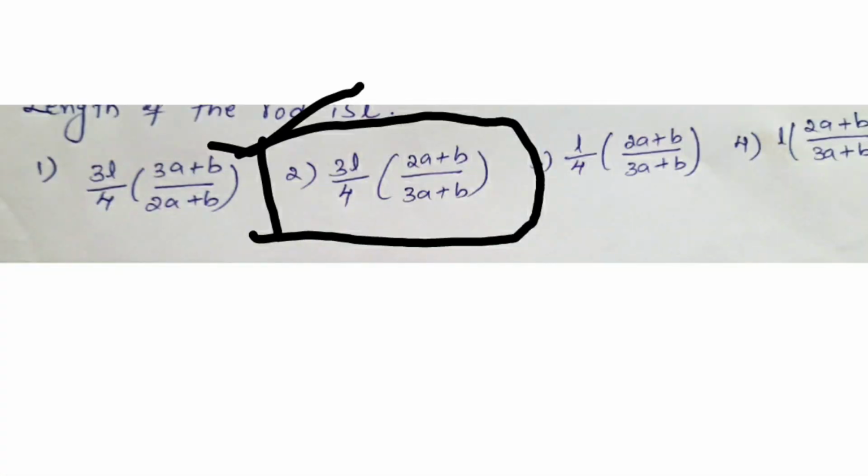So finally which option is correct? 3L by 4 into 2A plus B by 3A plus B. So the second option is correct. Okay. Second option is correct. I hope you understood all these things.